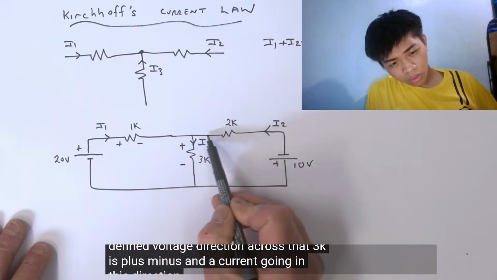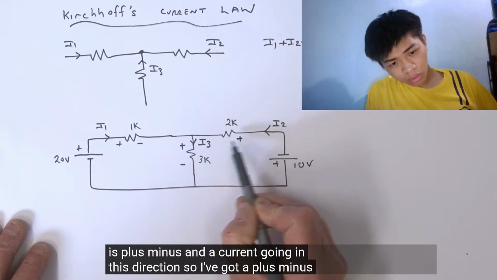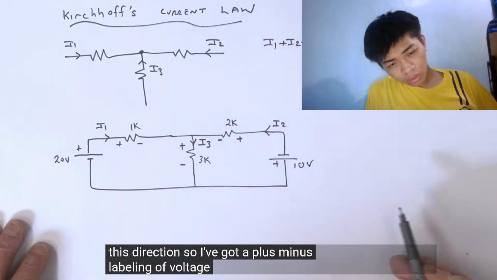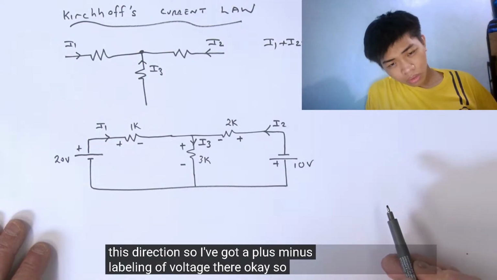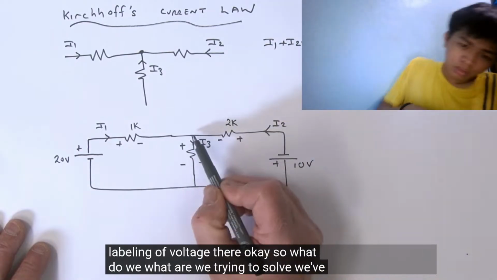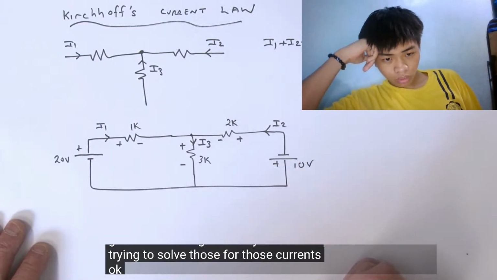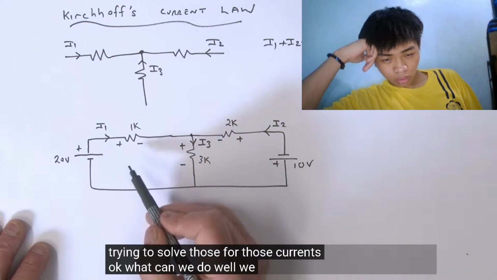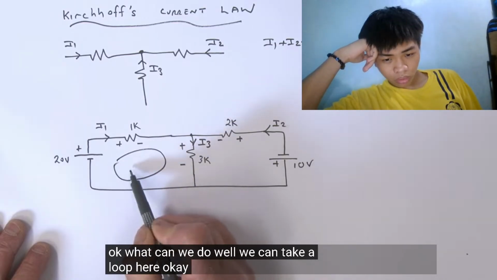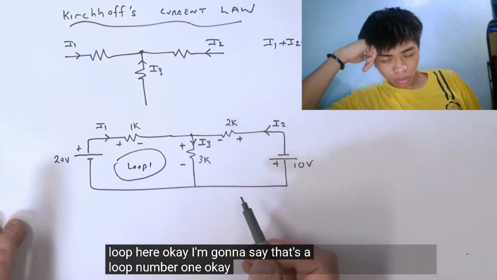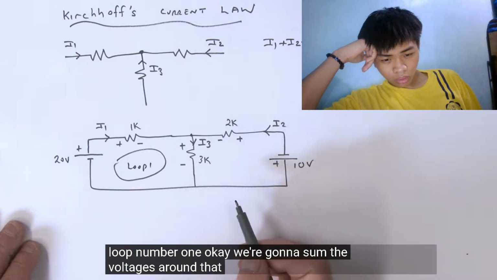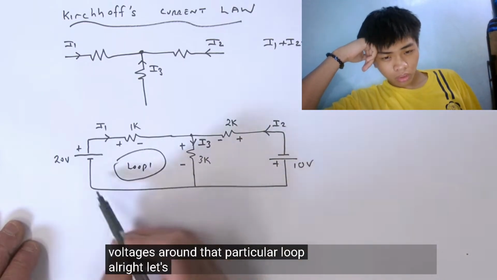And a current going in this direction, so I've got a plus minus labeling of voltage there. Okay, so what are we trying to solve? We've got a node sitting here. Maybe we're trying to solve for those currents. Okay, what can we do? Well, we can take a loop here. I'm going to say that's loop number 1, and we're going to sum the voltages around that particular loop. All right, let's go for it.